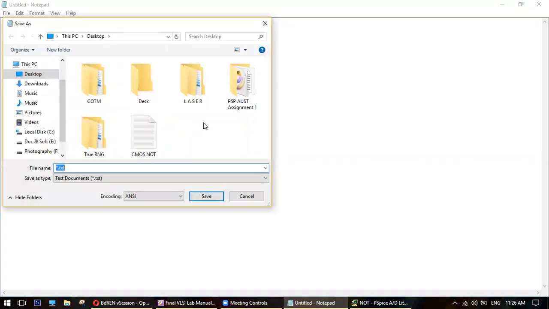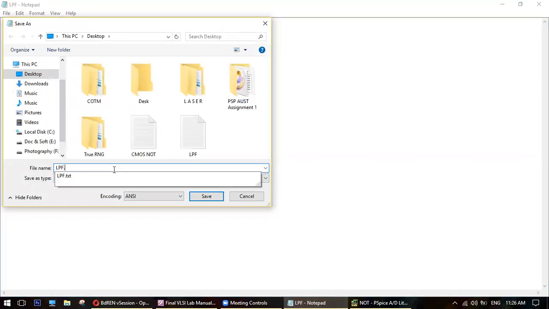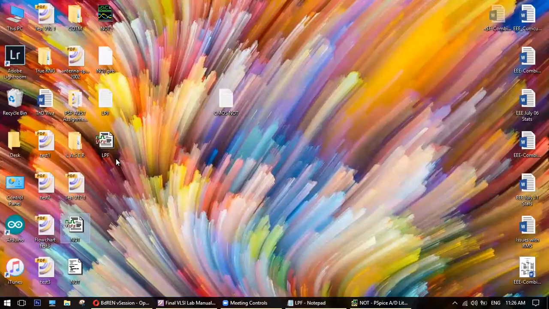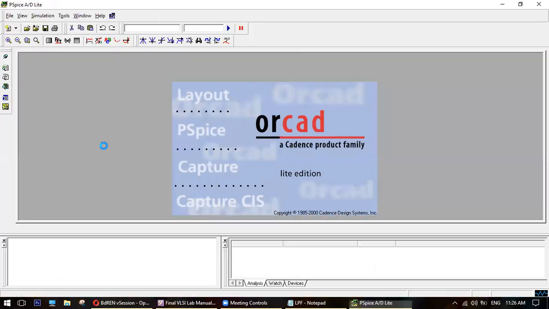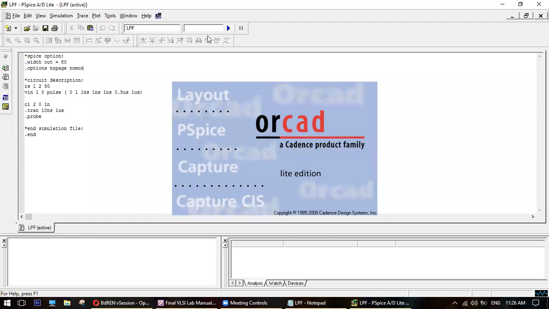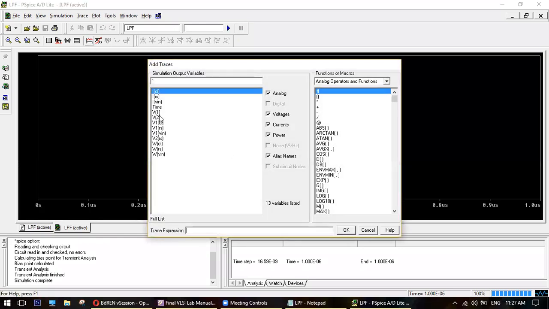Okay, at first save it for later use as LPF, low pass filter. Now I want to make it a circuit file. Save as .cir. Let's see. I'm not sure whether it will be okay or not. Let's check. No, there is no error. What do we want to see? We want to see the voltage of V in and voltage of CL.